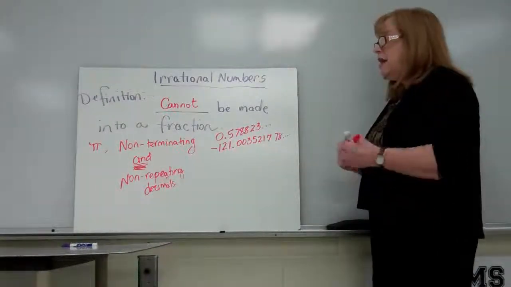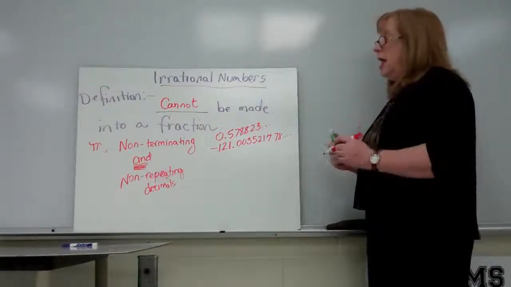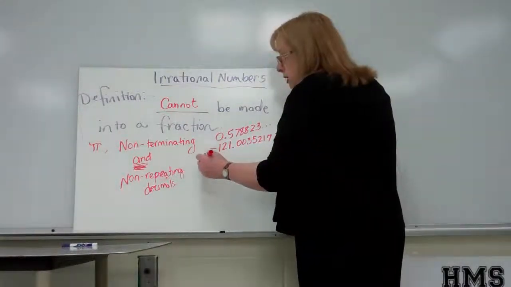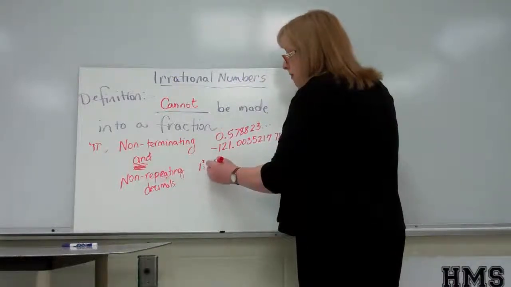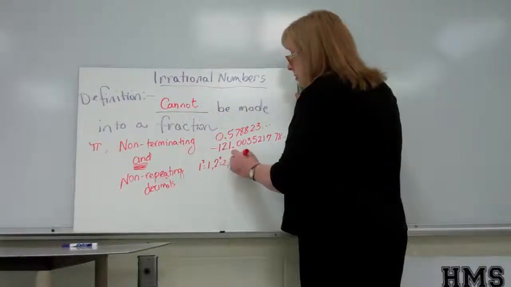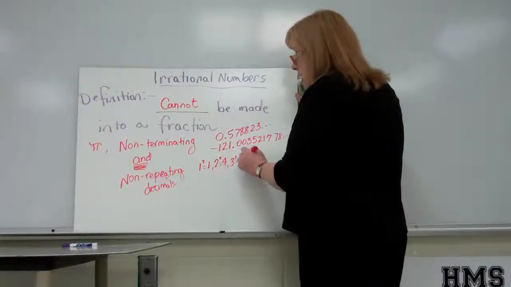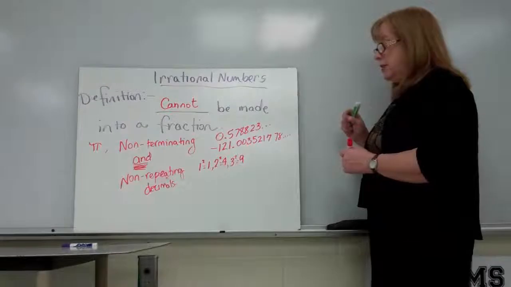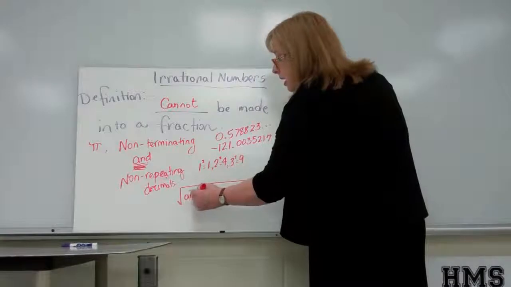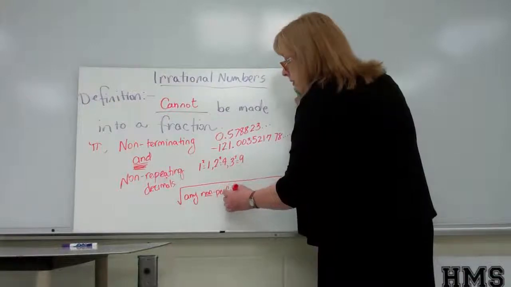All right, and then the last type of number is any number that is the square root of any number that's not a perfect square. So we talked a minute ago about 1 squared being 1, 2 squared being 4, 3 times 3 is 9. So I have this list of numbers. So the square root of any non-perfect square number.